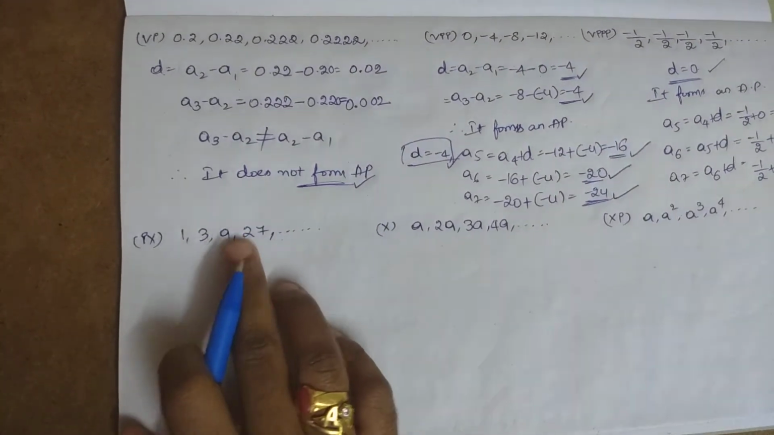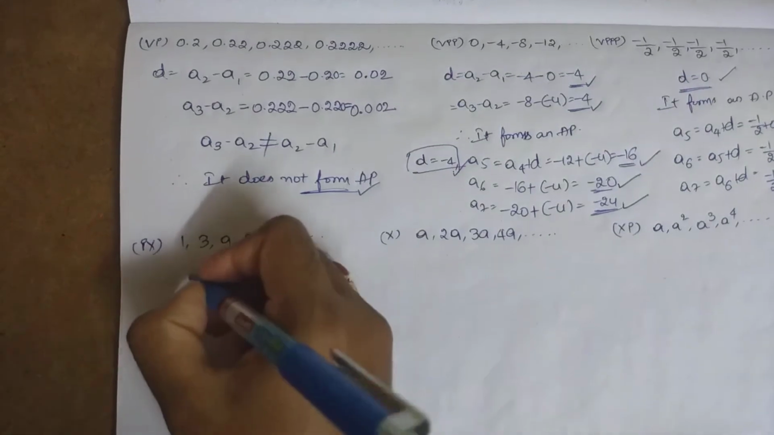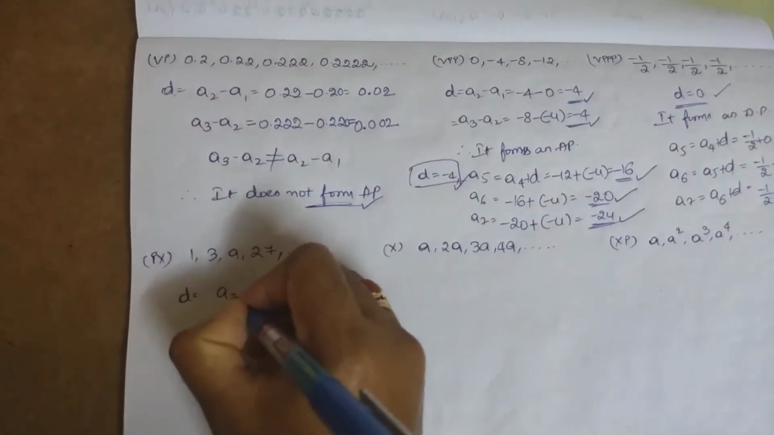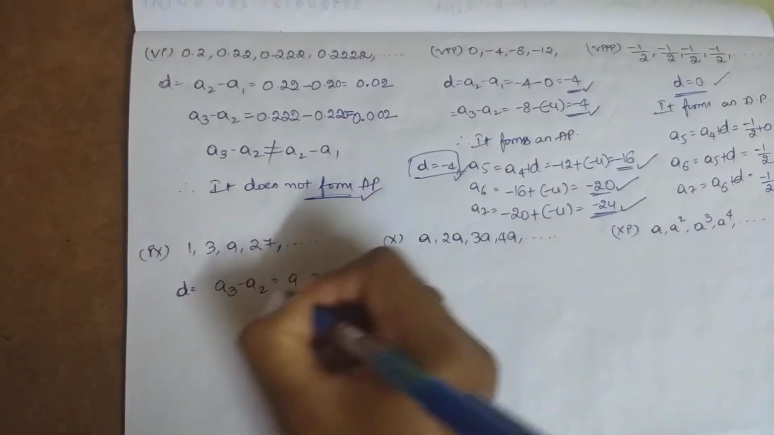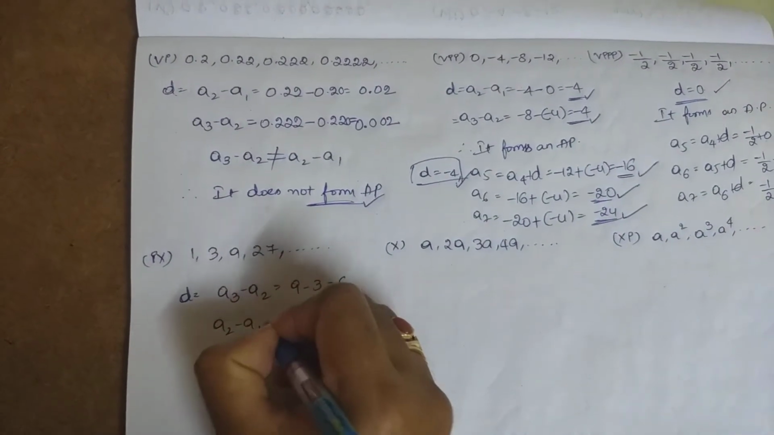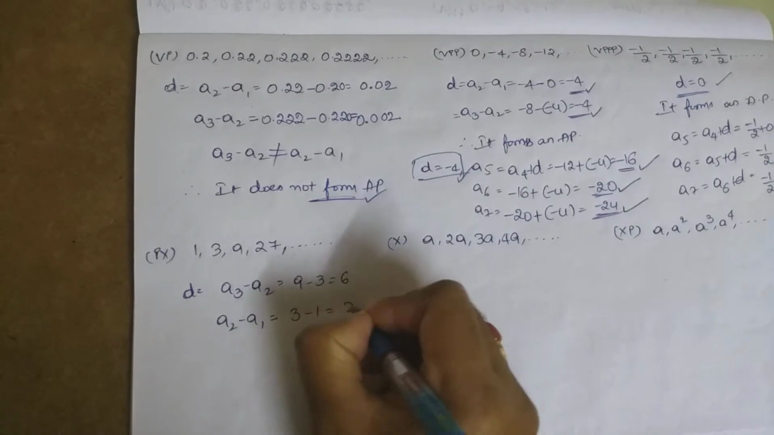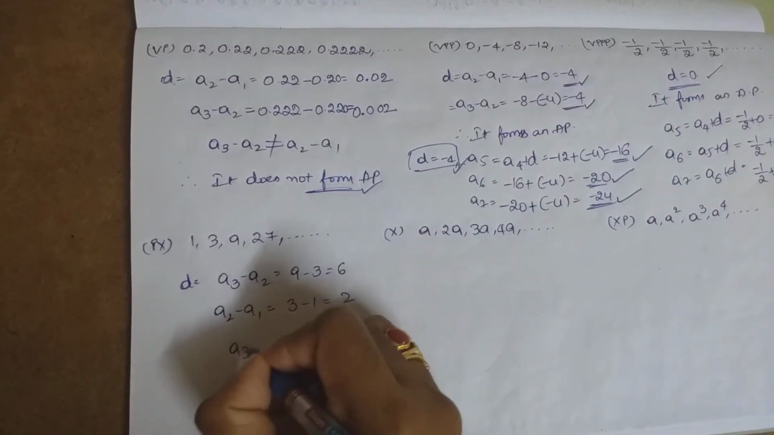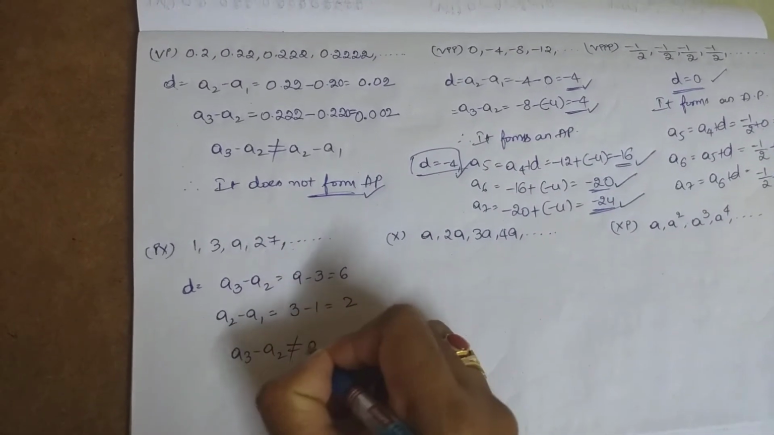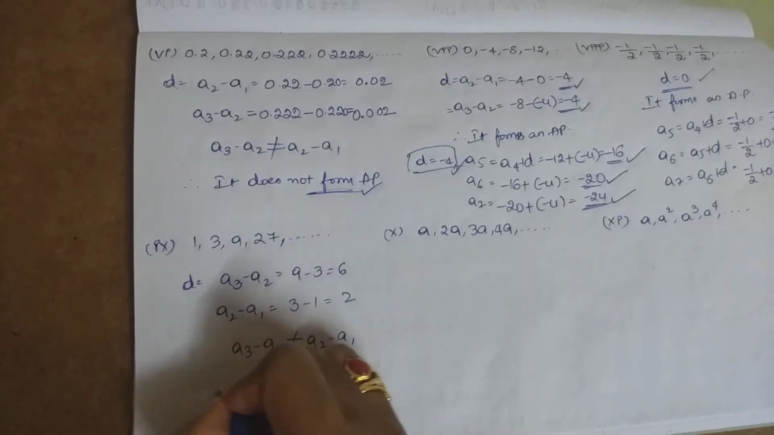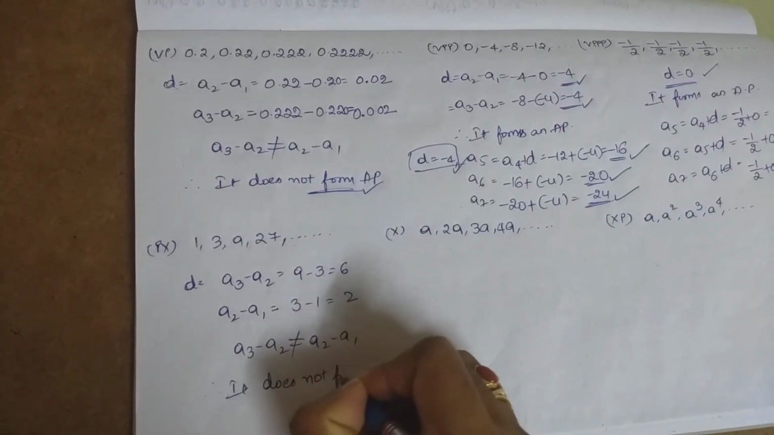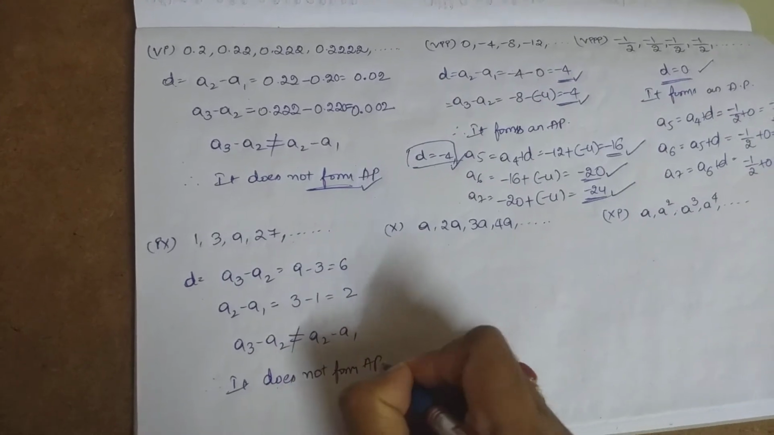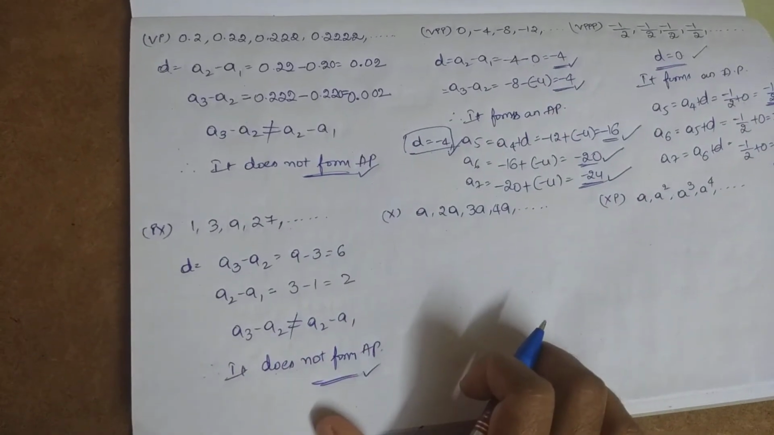1, 3, 9, 27. Let's find the common difference first. D equals a3 minus a2. What is a3 minus a2? It is 9 minus 3. It is 6. a2 minus a1 equals 3 minus 1. It is 2. And you see here a3 minus a2 is not equal to a2 minus a1. Therefore it does not form arithmetic progression. Clear? It does not form an AP.